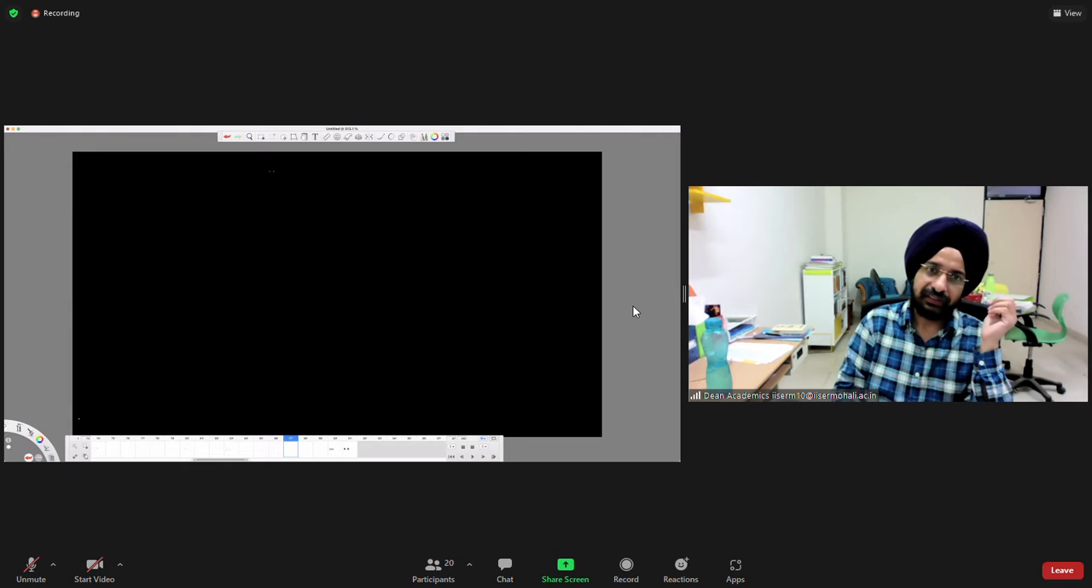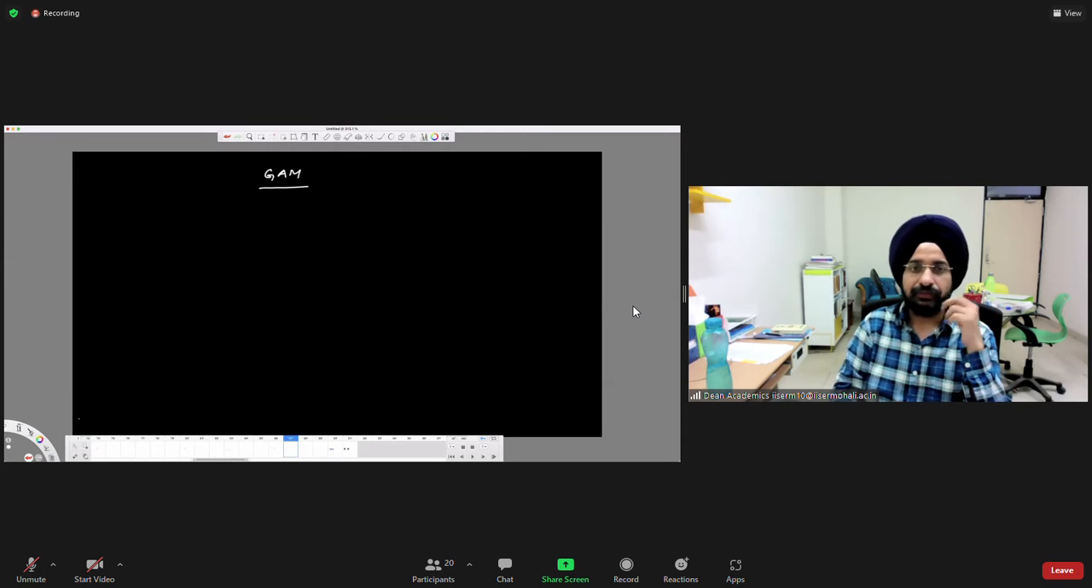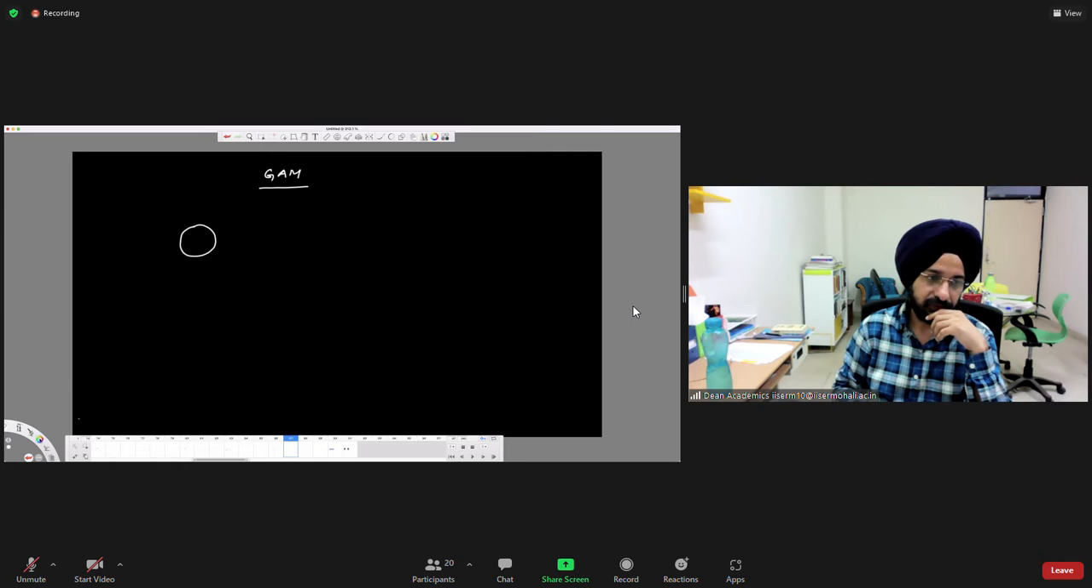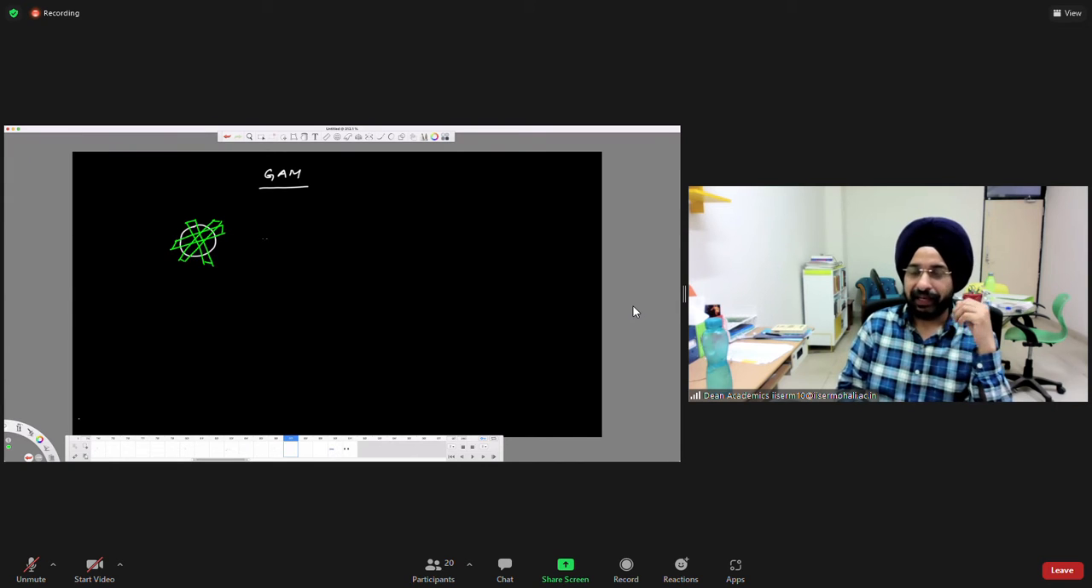For example, someone asked in the last class also, there's a technique called GAM, which stands for genome architecture mapping. So what they do here is, let's say you have a nucleus. You take various sections of this nucleus, cryosections that we call. Randomly you can take various sections, and so on. You take various random sections and you isolate DNA from these sections.